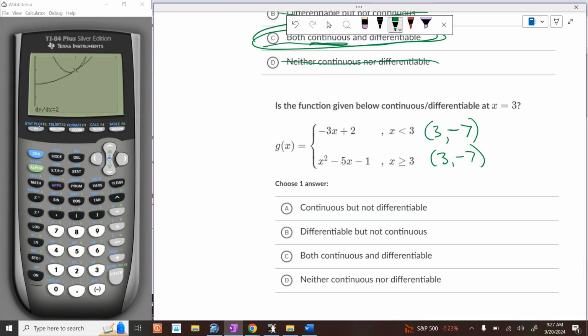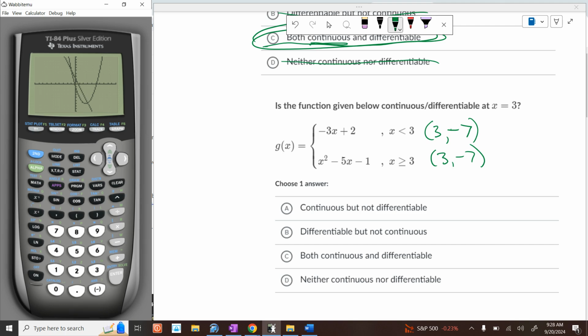All right, so let's graph these. And then I'm going to return to my normal window. To return to my normal window, it's Zoom 6, and it returns to your normal window. So I'm going to go y equals, clear. So my first y equals will be -3x plus 2. My second one will be x squared minus 5x minus 1. So I'll graph those. One's going down like that. One's going like that at (3, -7).